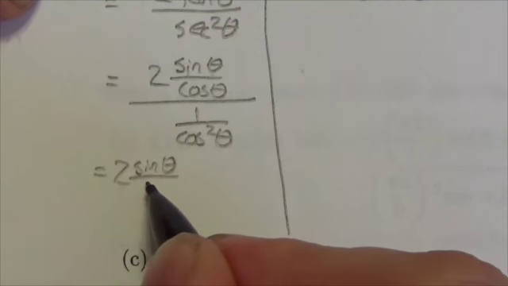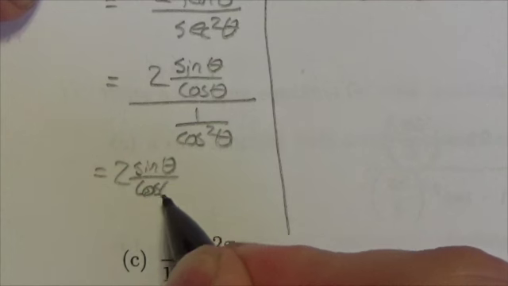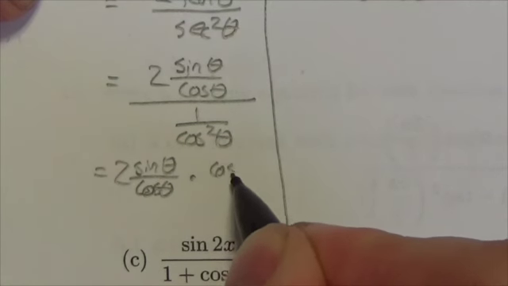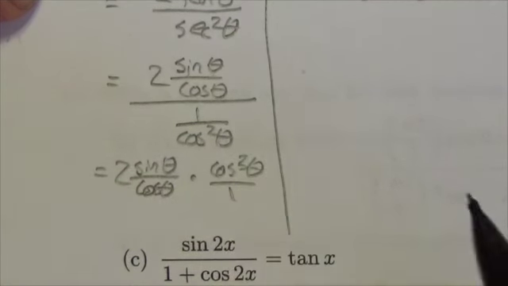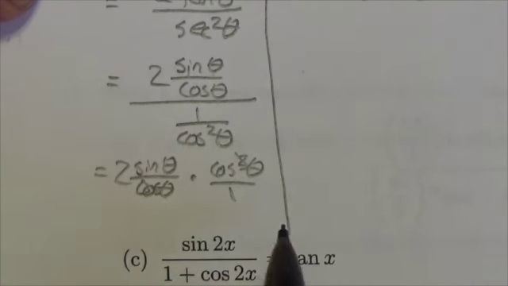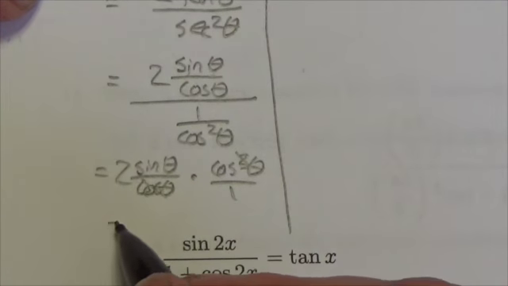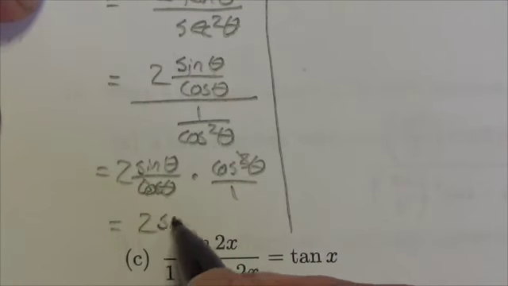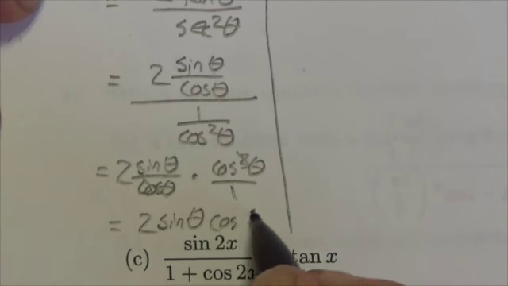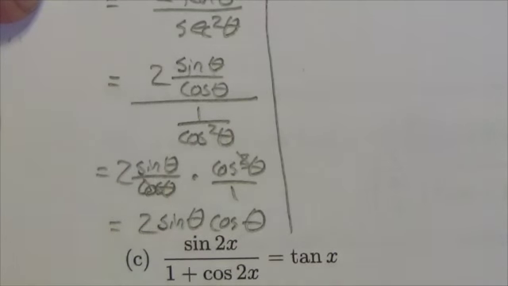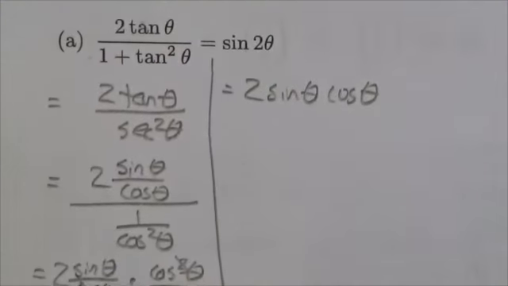So 2 times the sine over the cosine times cosine squared over 1. Now, one of those factors of cosine is going to cancel. I'll still be left with 1 up here because it was squared, and that sine is going to stay there. So this will become 2 sine of theta cosine of theta, and that's exactly what I wanted. Now, left side and right side are equal.